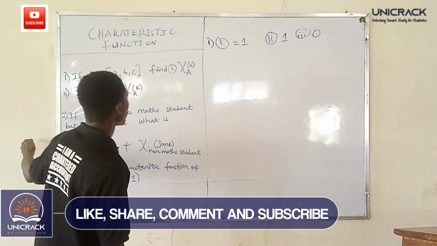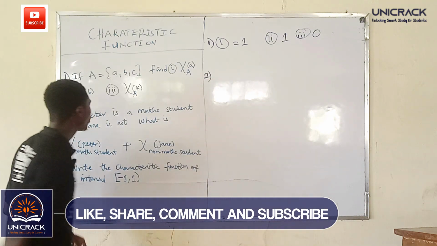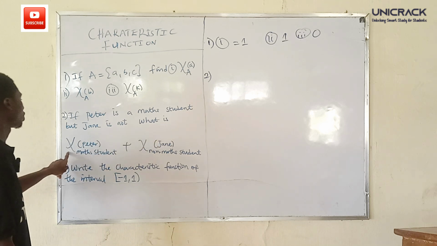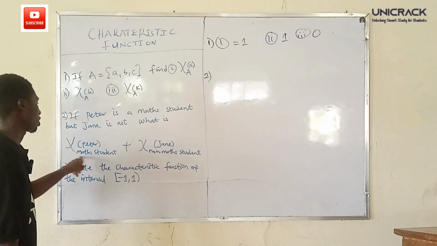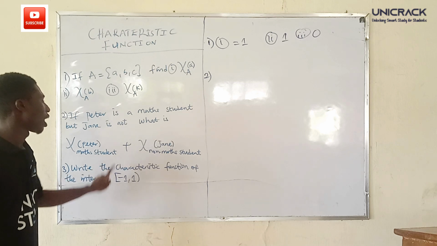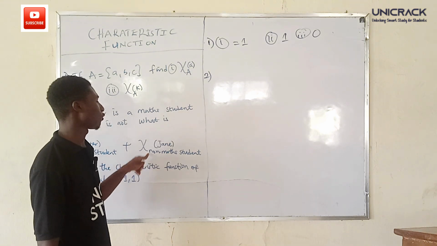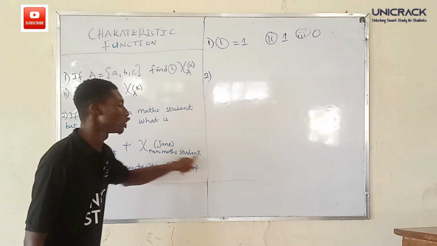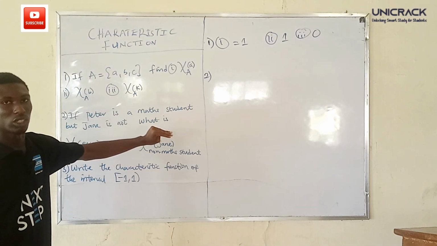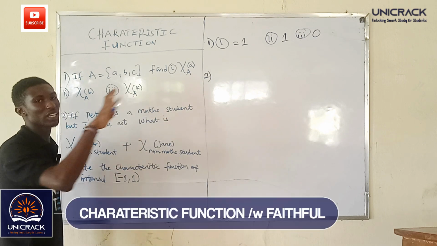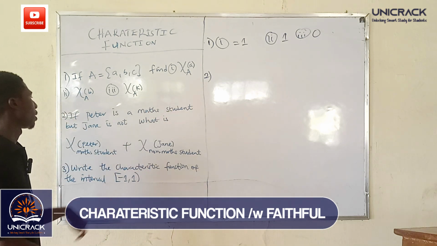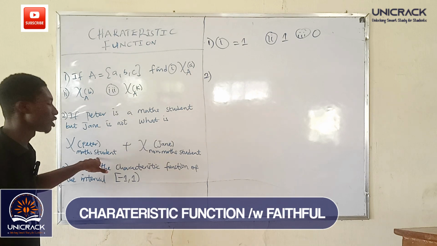0. Coming to question number 2, we have that if Peter is a math student, but Jane is not, what is the characteristic function of Peter being a member of the set math student, plus what is the characteristic function of Jane being a member of the set non-math student? So let's go back to our question. If Peter is a math student, it is true that Peter is a member of the set math student. So what will be the characteristic function here? 1.